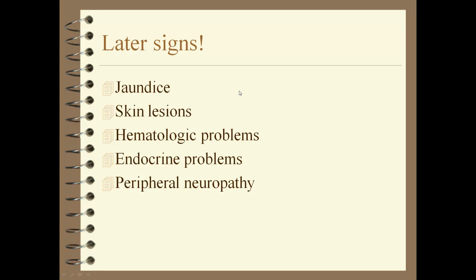So later signs: jaundice, skin lesions. The skin really takes a beating. You also have hematological problems. One of those has to do with your clotting factors. Endocrine problems. The liver does a lot of work with endocrine things, so estrogen and testosterone, you need a working liver to manufacture those. So if that's not working, what kind of symptoms would you have? Peripheral neuropathy, it's going to damage nerves. So peripheral neuropathy could be an issue for those patients as well.